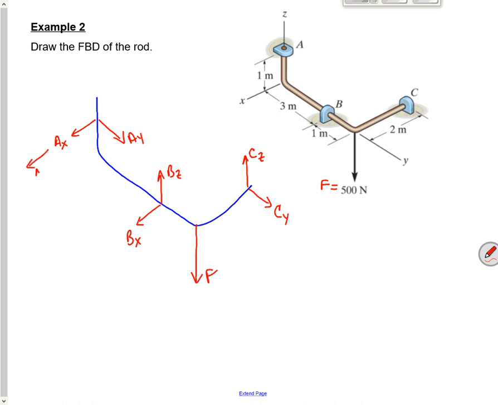So I'd get a moment X, a moment Y. That's still bad notation. AX, AY, moment BX, moment BZ, moment CY, and a moment CZ. And that should be all the forces acting on that bad boy.